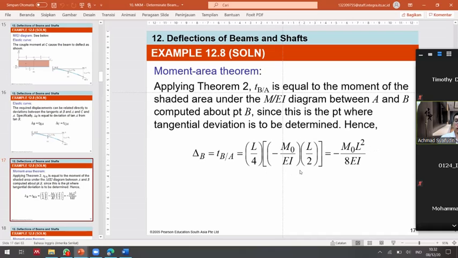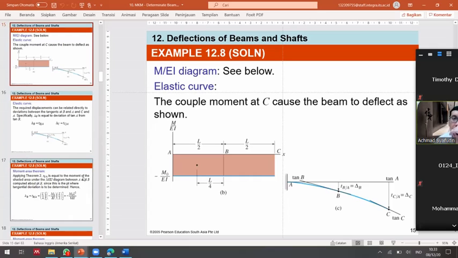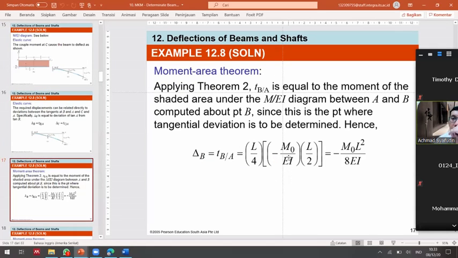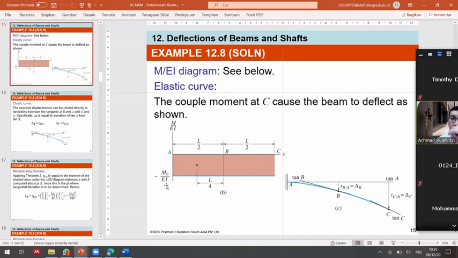This one is the moment area, M over EI times L per 2. Moment area multiplied by L per 4. L per 4. Why L per 4? Because this is the center of gravity of the area.